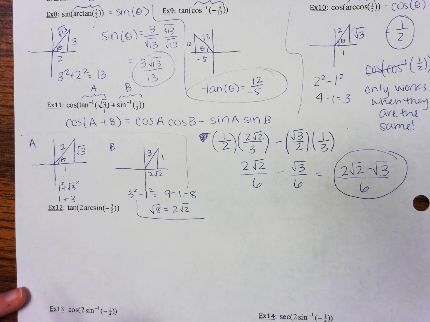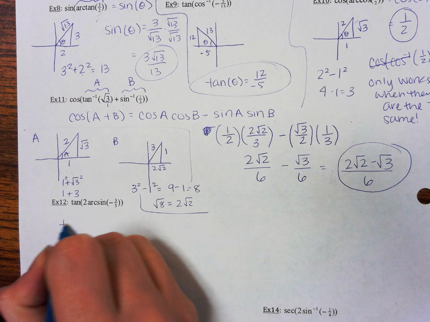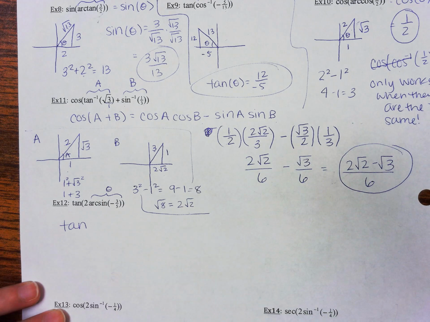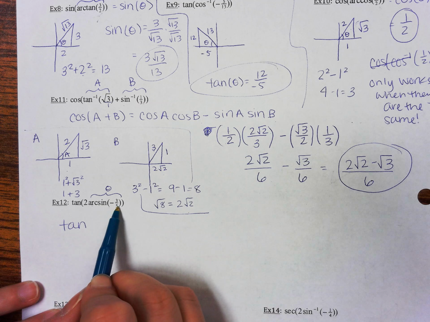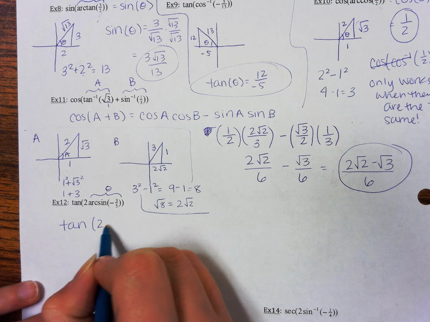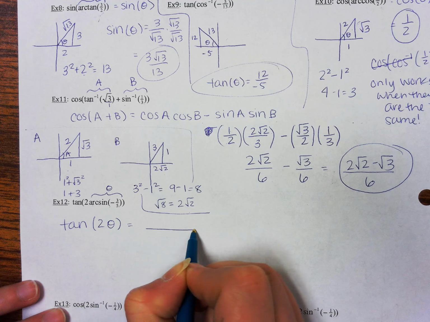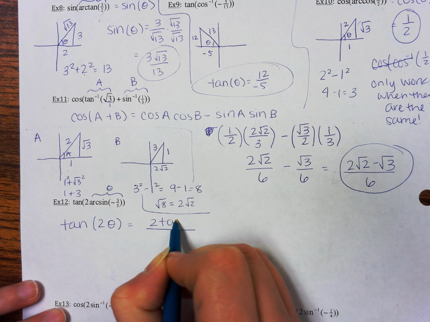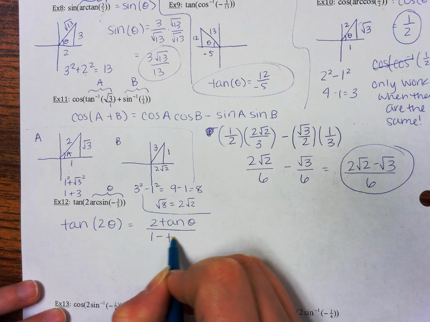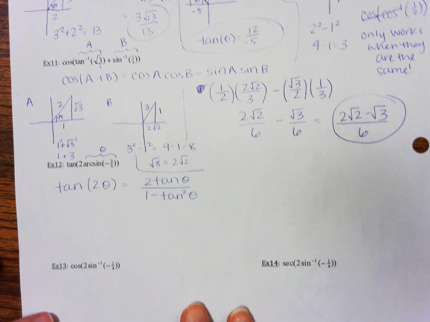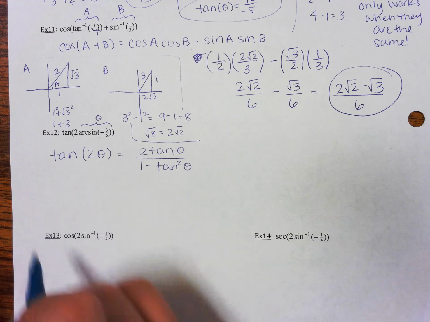For this next one, we have a double angle. So this is really the tangent of, labeling arcsine as theta, it's really the tangent of 2 times some theta. And we know that the tangent of 2 times some theta is 2 tangent theta over 1 minus tangent squared of theta. So we have to use our double angle identity to evaluate that.